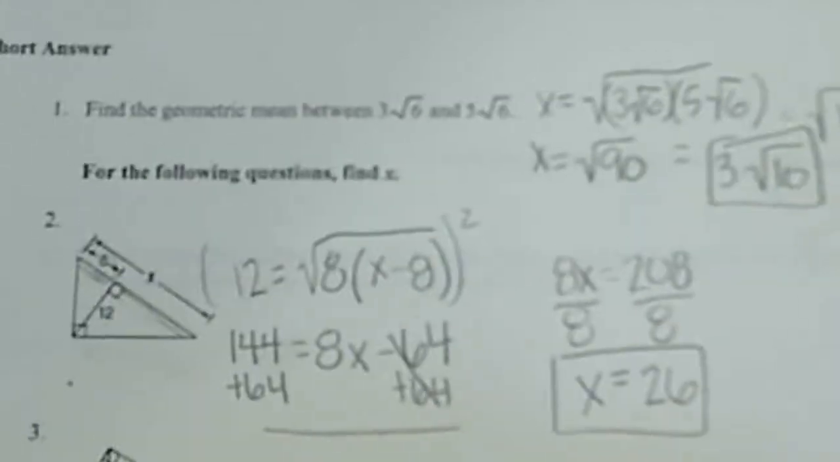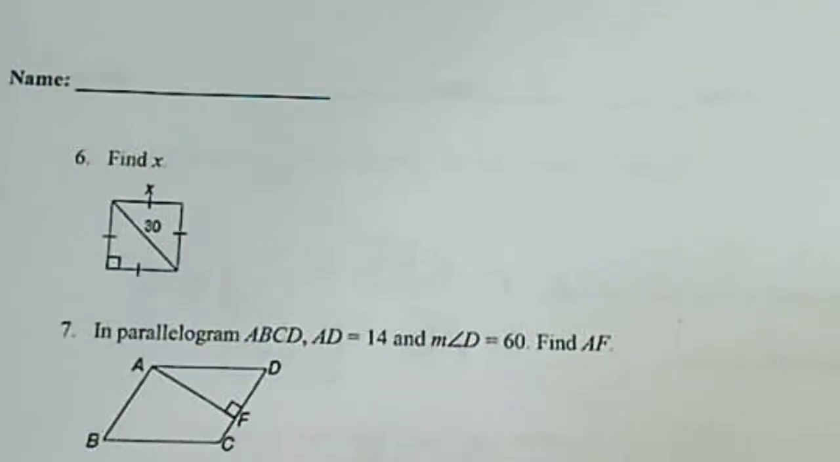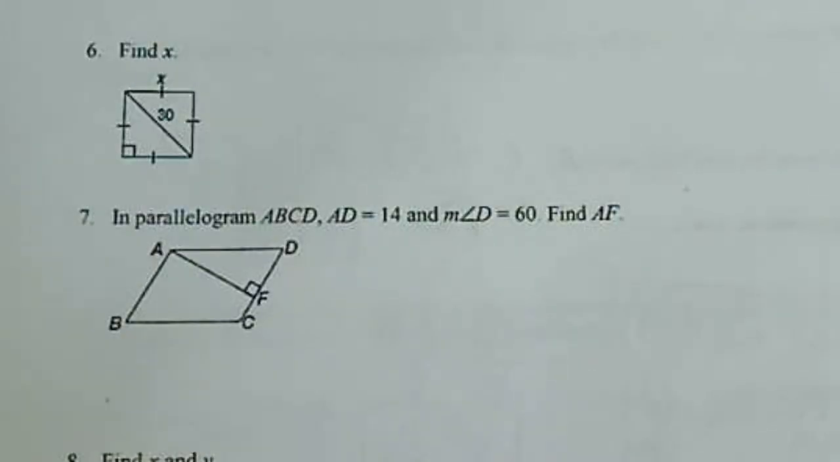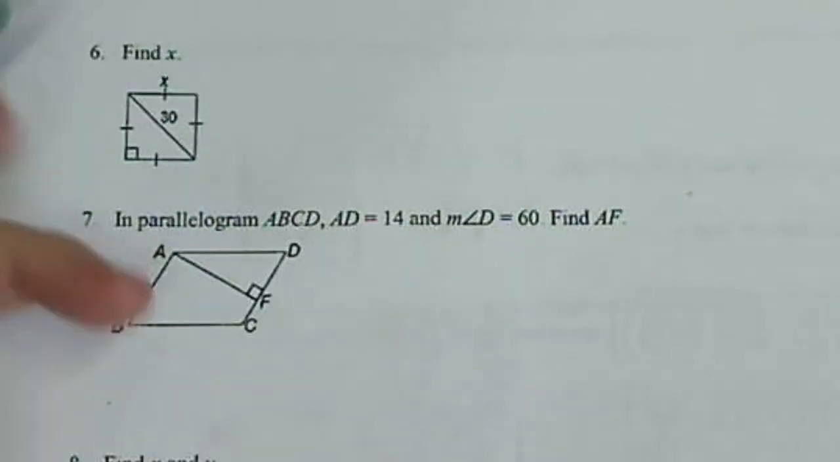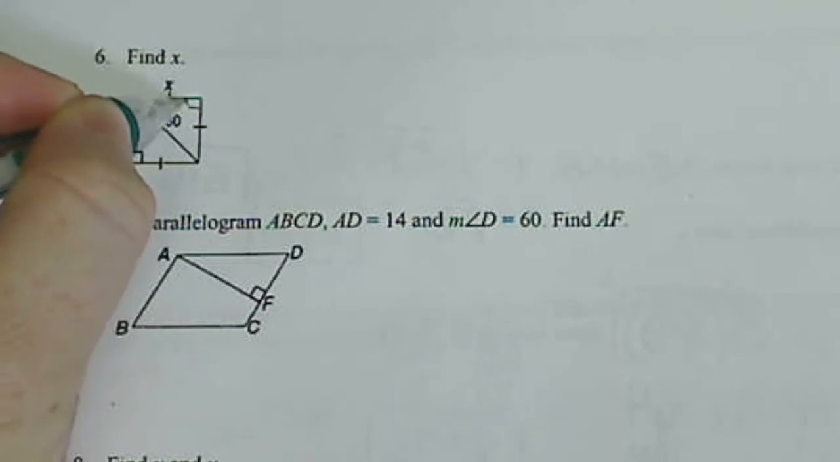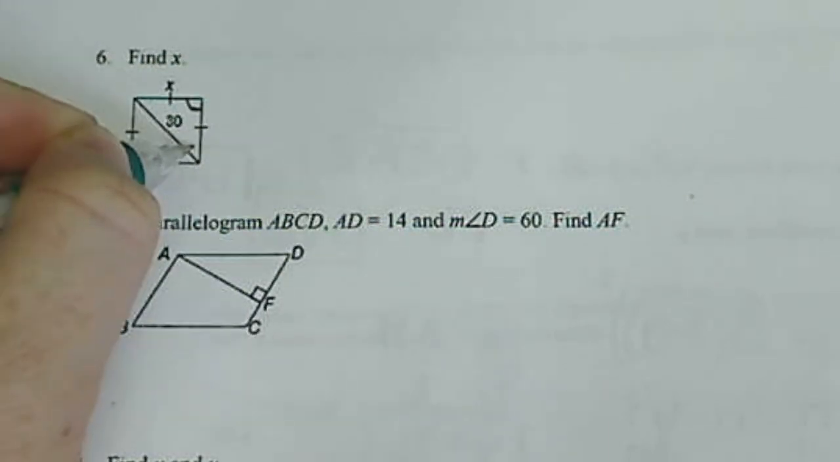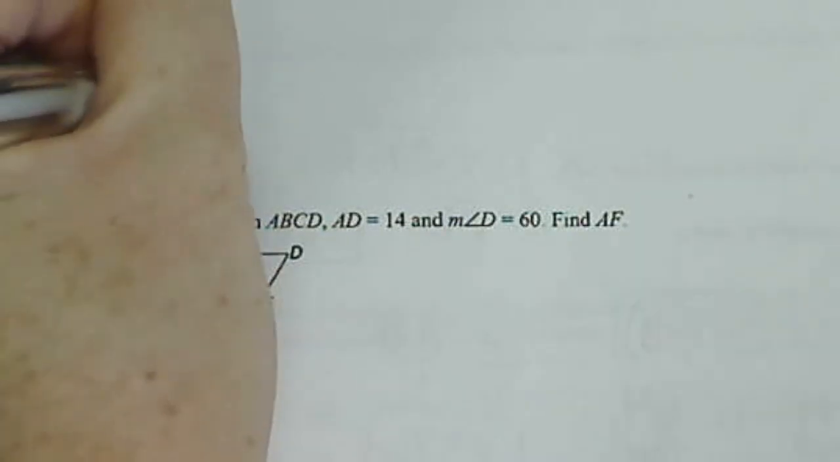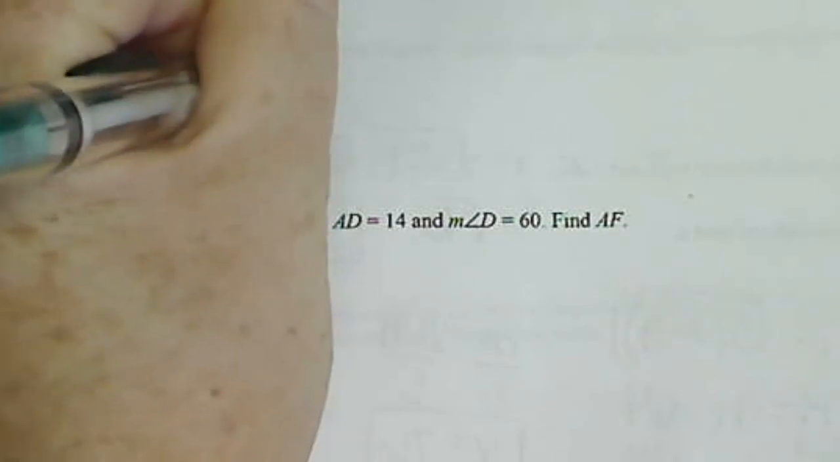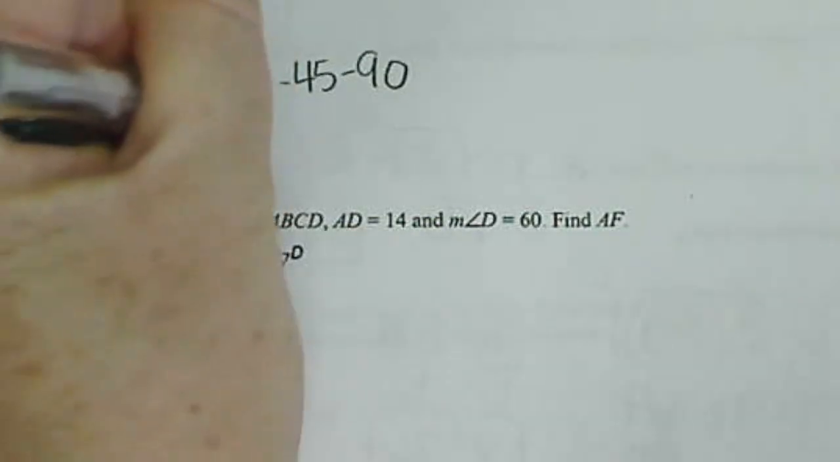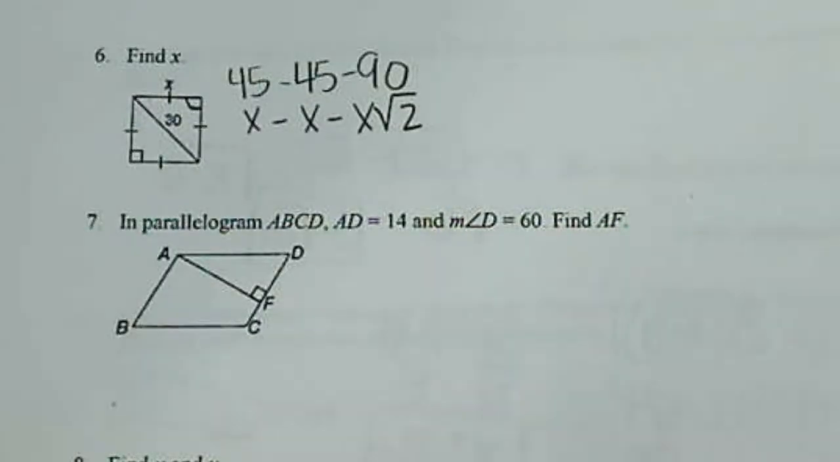Okay, number 6, you're going to need special right triangles, so hopefully you remember. I have a square. Since all my sides are equal, all my angles are equal. If this is 90, this has to be 45 and this has to be 45. So I've got a 45, 45, 90 triangle, and my formula is x, x, x roots of 2.